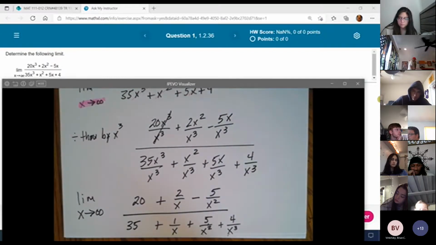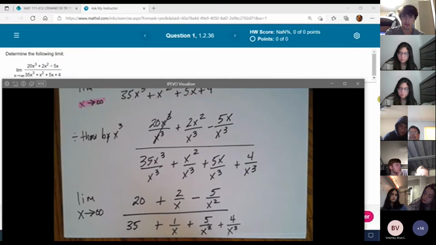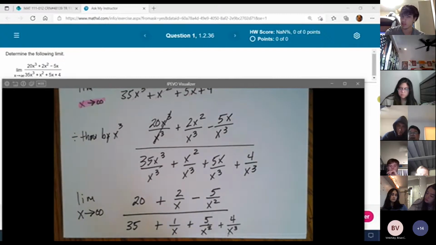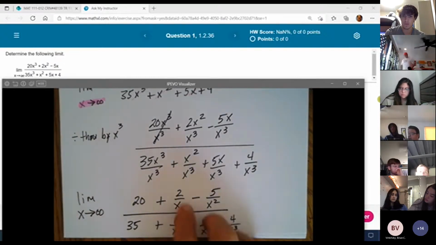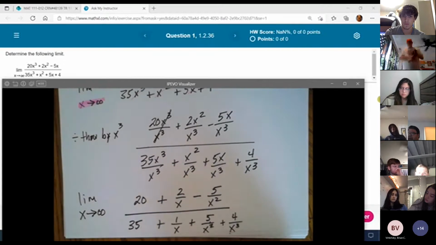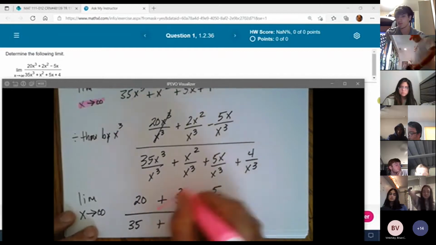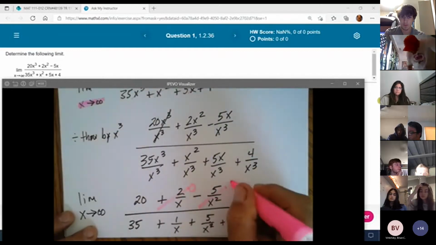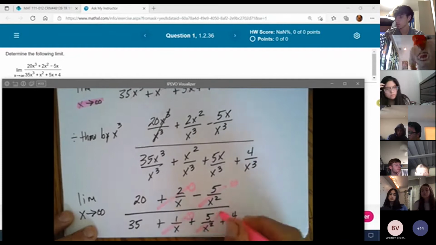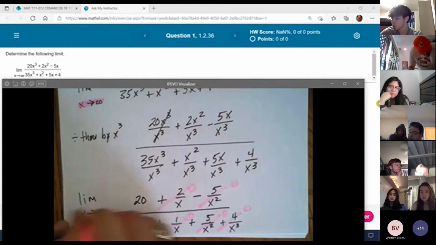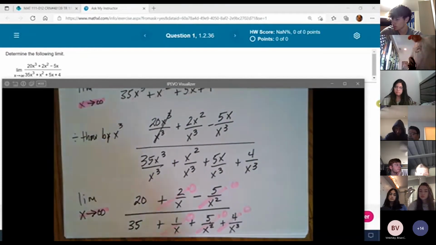Does it not exist? It goes to what? You getting there? What happens when you plug in 2 over 100, 2 over 1 million, 2 over 3 million, 2 over 5 million? It gets to be a really, really small number. And it is approaching what? What number is really, really small? 0. So this goes to 0. This goes to 0. That goes to 0. That goes to 0. So what's left?